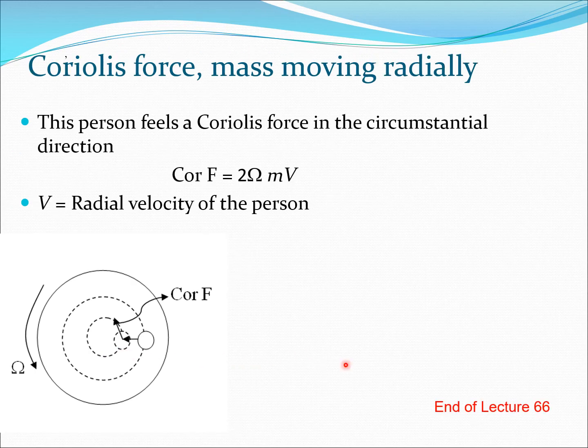So again, this Coriolis force is also given by twice rotation speed m into v, and now v is the radial velocity of this person. So remember, this person is going inside, he's encountering this Coriolis force in the circumferential direction. So these are the two types of Coriolis forces which we can think of in a simple manner by visualizing this particular situation of a person or a mass on the rotating disk.